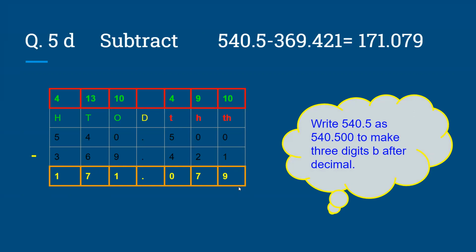In this way, first of all, we will put the zeros so that the digits after decimal will become same. Then only we can subtract. Now let us take one more example. That is the question number 6C.